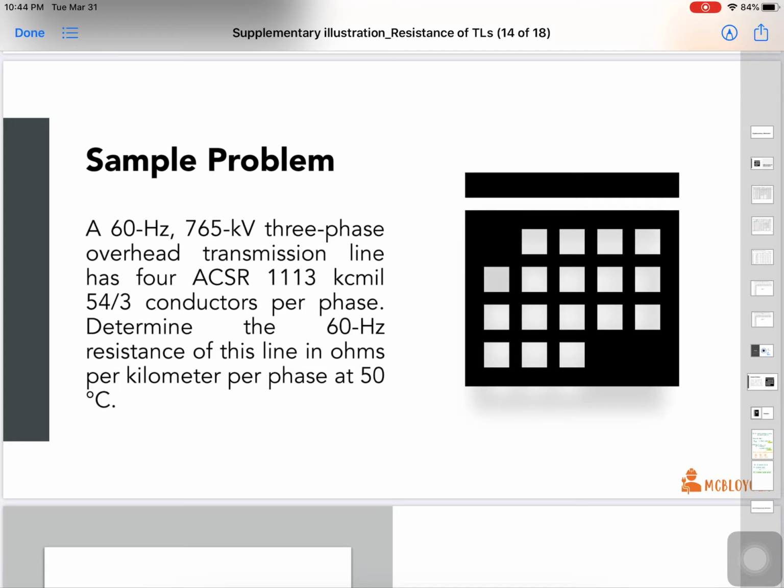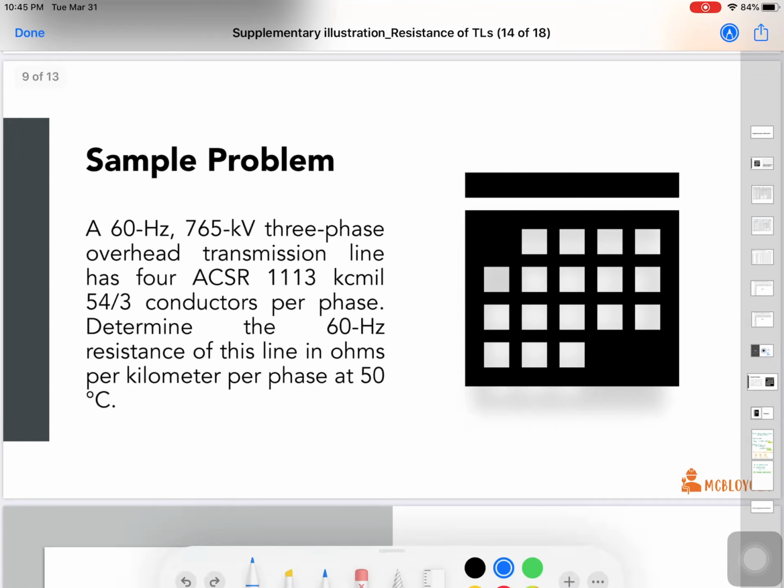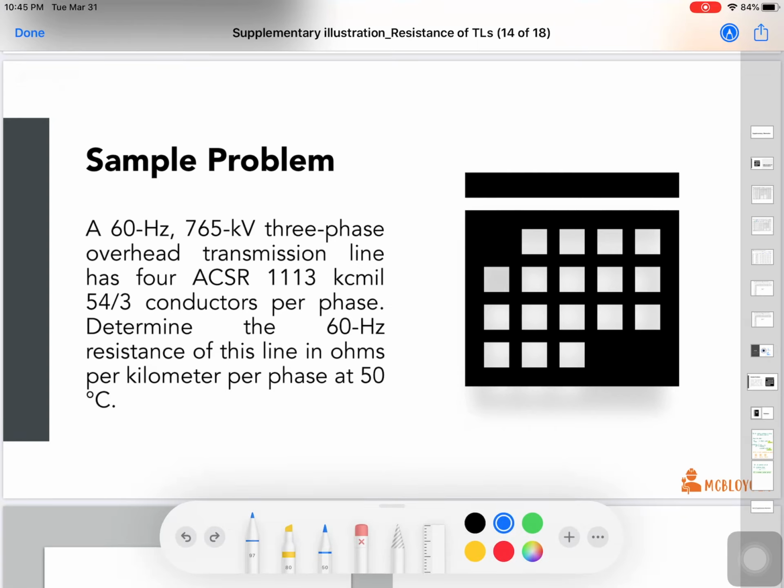Okay. So, there is this 60 Hertz, 765 kilovolt 3-phase overhead transmission line. So, please take note. According to it, it has 4 ACSR, 1113 kcmil, 54 3 conductors. So, ito yung 54 strands of aluminum, 3 layers of aluminum. Alright? So, how many steel strands? Makikita natin later in the table. We just have to locate kung ano to, okay?